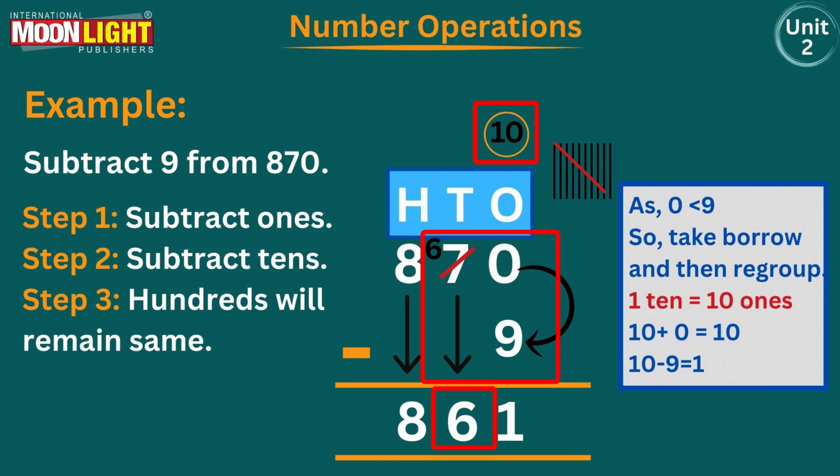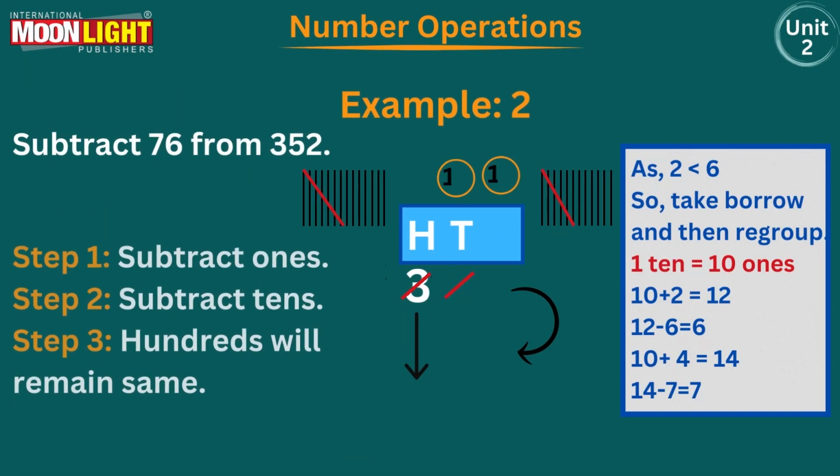Now the third step is that hundreds will remain the same. So I will write the number 8 as it is, and my complete answer is 867. Do remember this process, and now we are going to solve another example.